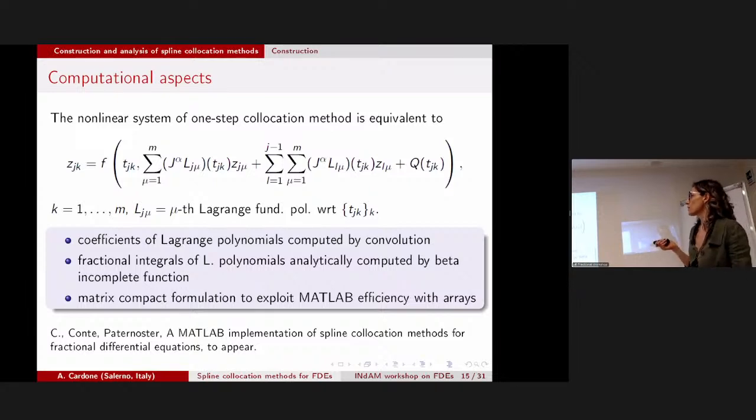And to avoid the Vandermonde systems, we applied the convolution, and we could easily obtain such coefficients. Similar observations can be drawn also for the two-step collocation methods. The formula is a bit more complicated, but the remarks are the same.